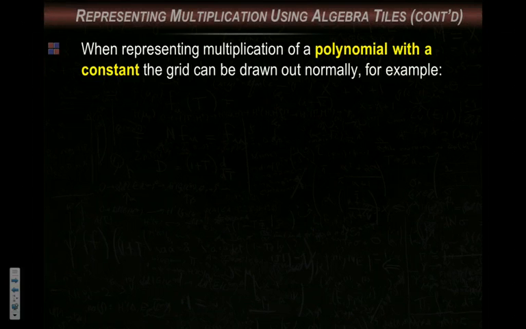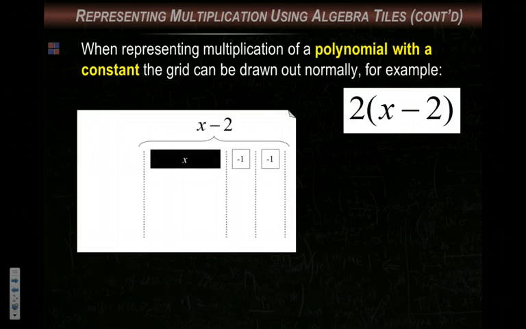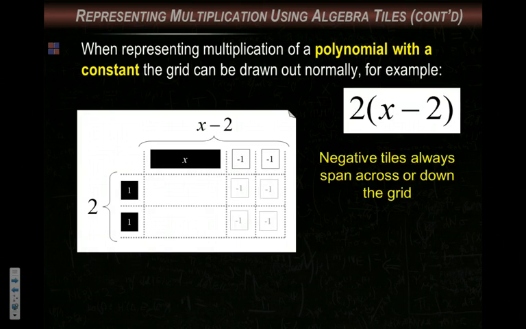example, okay? So, here's another one. I'm going to multiply 2 times x minus 2 using tiles. First thing I'm going to draw is x minus 2. There it is. Next thing I'm going to draw is 2. To draw 2, I just draw this, 2 singles. Create a grid. Fill in the grid.